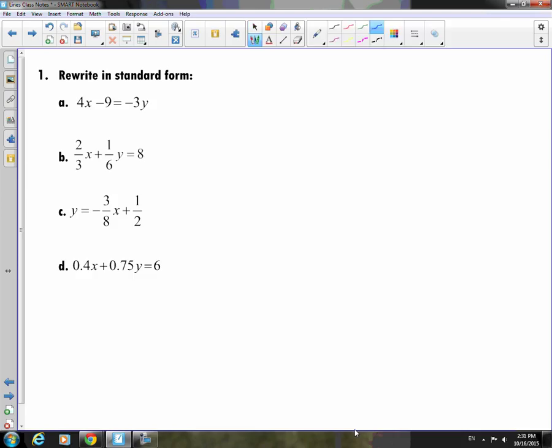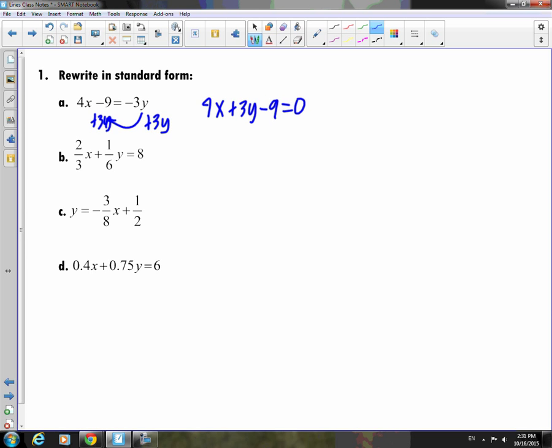that I have to have them in that order. So I have to have the x value and then the y value and then the number alone on the other side of the equation. So I need to get the y value to this side of the equation. So I'm going to do that by adding 3y to each side of the equation. So that's going to give me 4x plus 3y minus 9 equals 0.